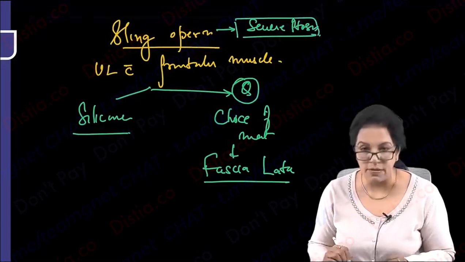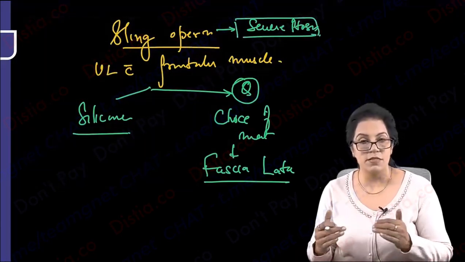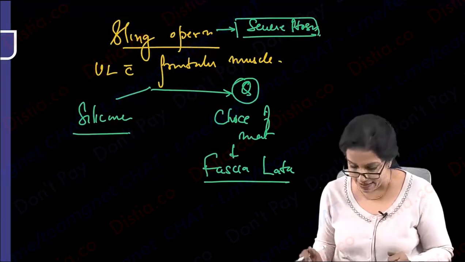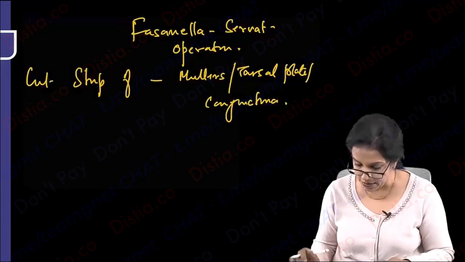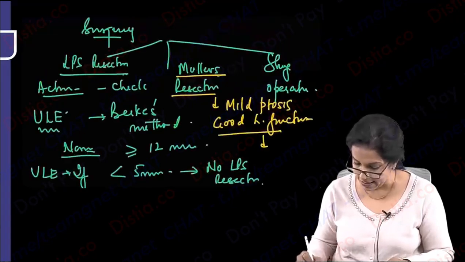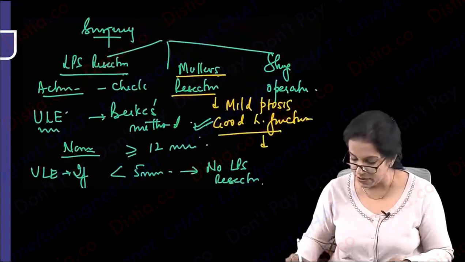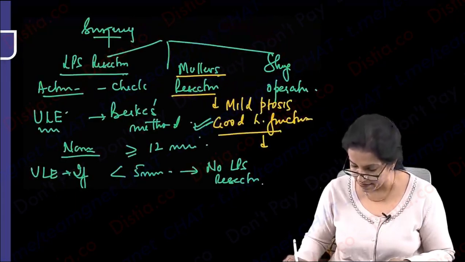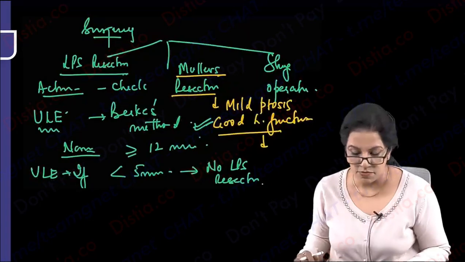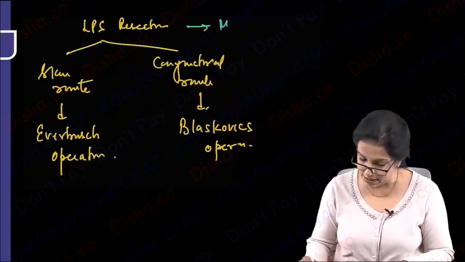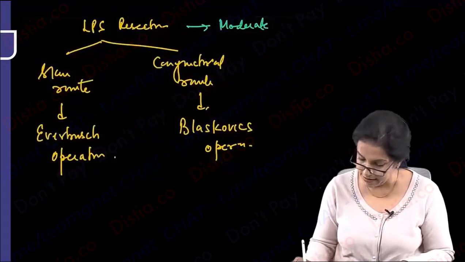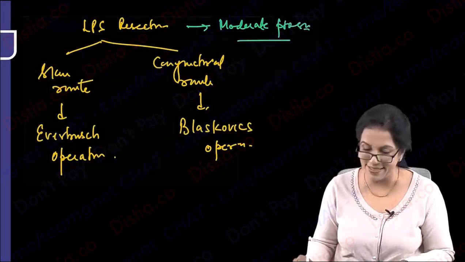We do mild, moderate, severe. So in severe ptosis, we have to do the sling operation. And this one I told you, the condition for Fasanella-Servat: mild ptosis with good levator function. LPS resection is generally done for moderate ptosis. It is done for moderate ptosis.